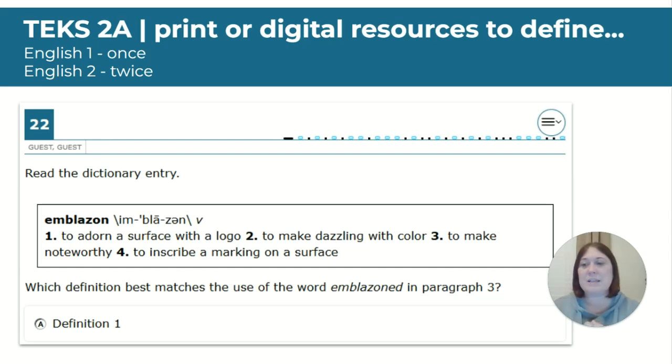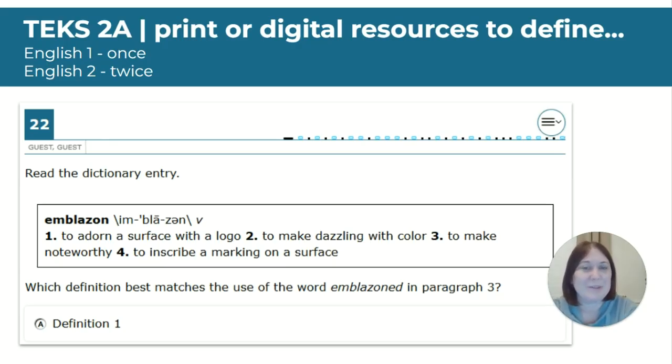So here you can see the state is just going to ask students to read a dictionary entry. It has 4 different definitions, and students need to go back to a paragraph with the word in it and read so that they can understand which definition best matches the context of that word.